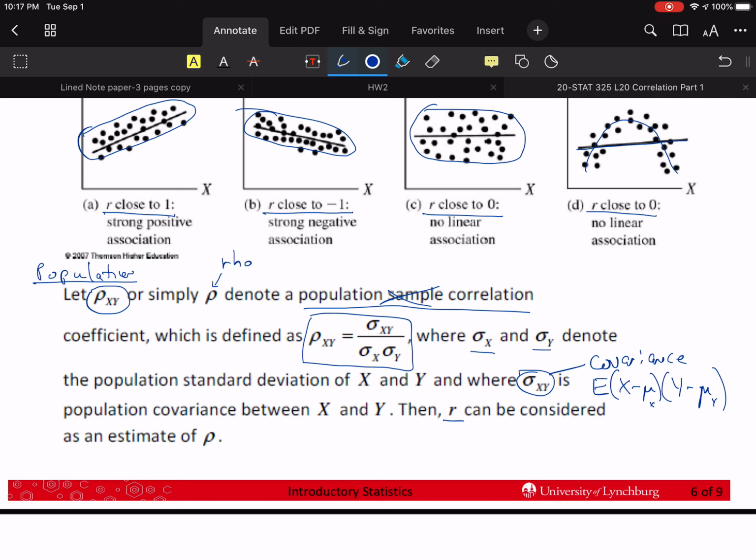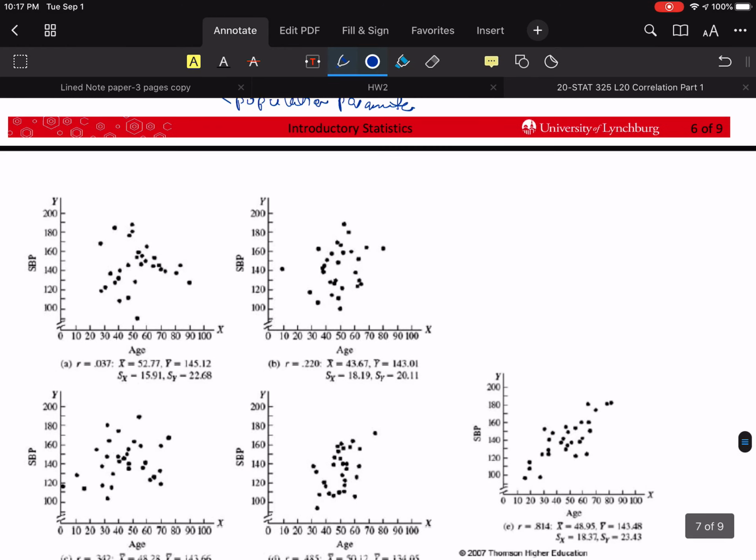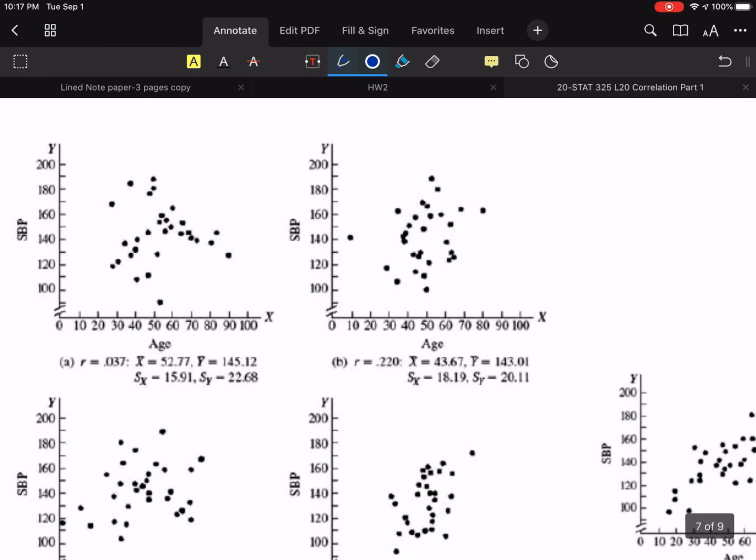Okay, R is an estimate of rho. Any statistic, so R is a statistic, and rho is a population parameter. Okay, so let's take a look at some values of R.